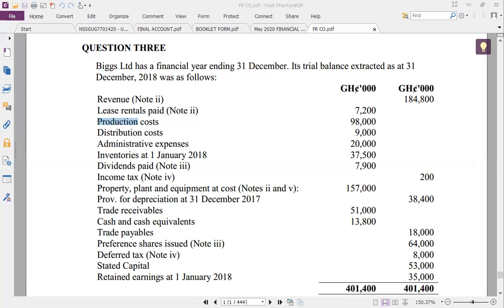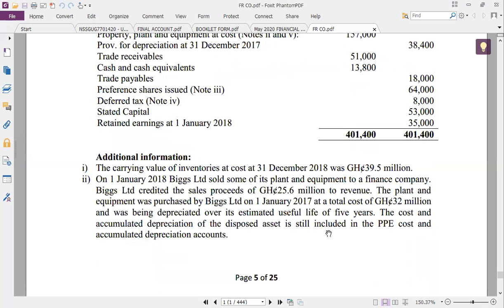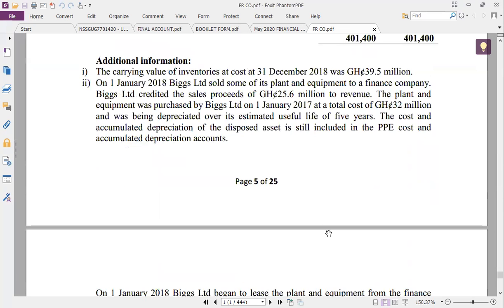So you're attacking the issues one after the other, the issues that pose the challenge. Now let's see. Note two states that on January 1st, 2018, Bix Limited sold some of its plants and equipment to a finance company. Good. Bix Limited credited a sales proceed of 25.6 million to revenue. Wow.